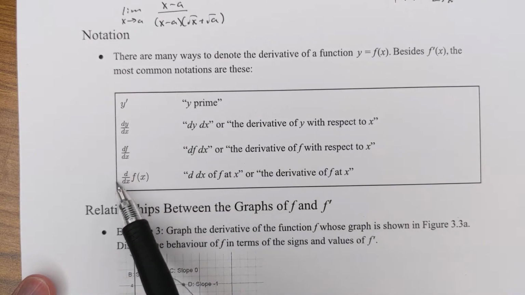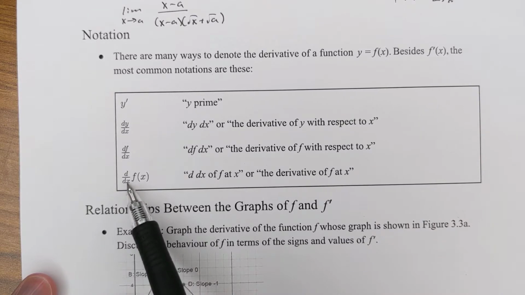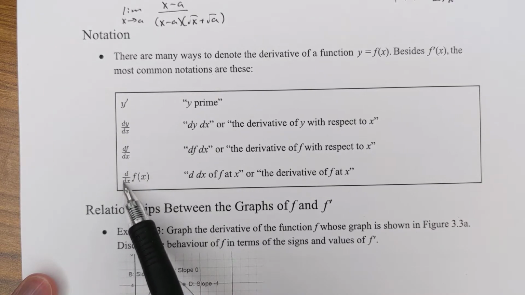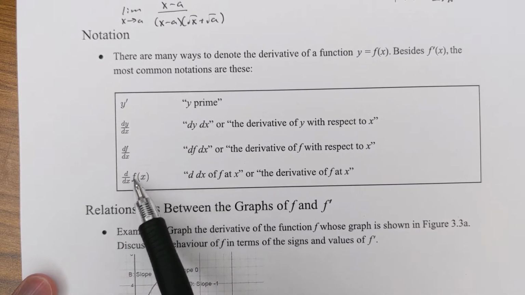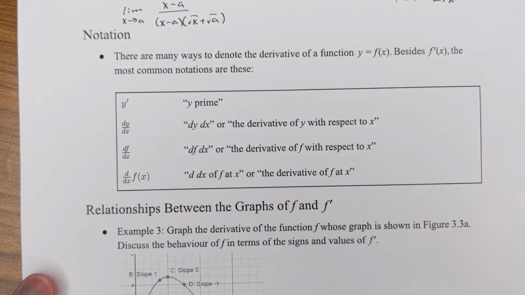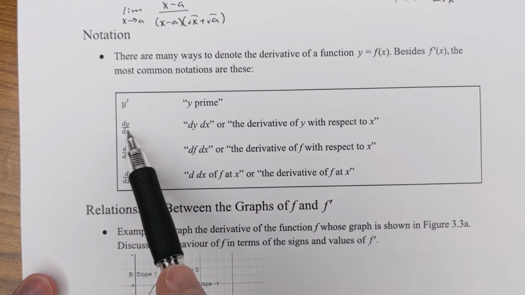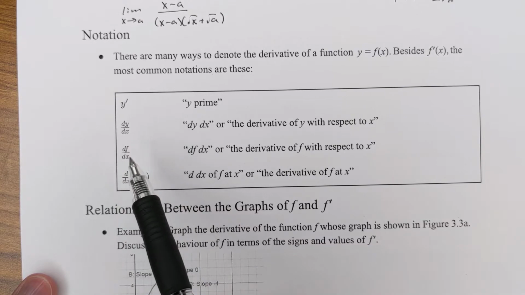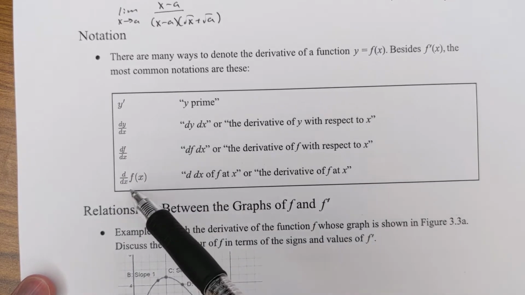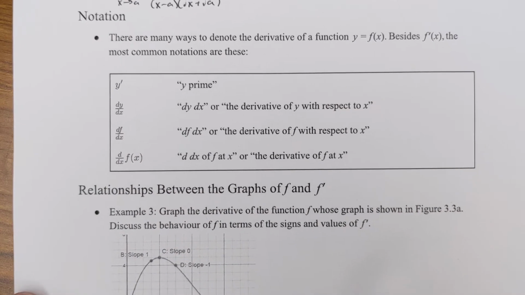df dx, f, and then this here, d over dx, this is actually the derivative operator. So d over dx means take the derivative of this, f of x. The variable on the bottom here is the variable you're taking the derivative of. If you have a multivariable equation, you have to specify which one it is.